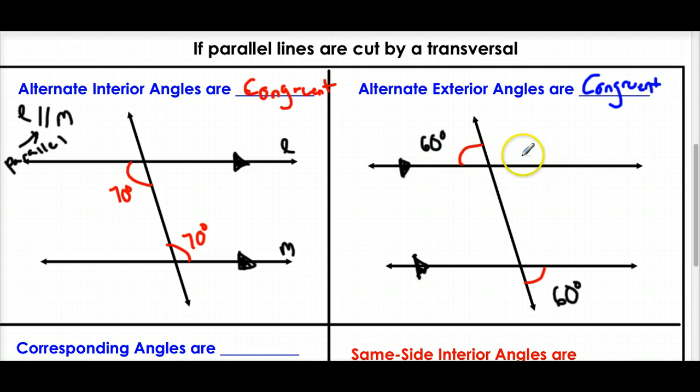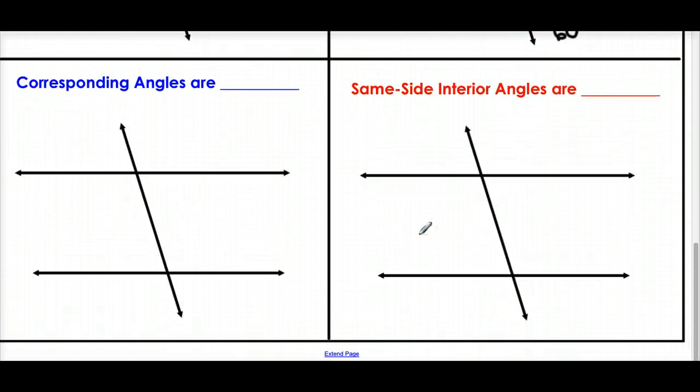Now, does that even look true? Look, this angle looks exactly the same as this angle if you take a look at them. And this angle looks exactly the same as this angle because these are alternate exterior angles and they are therefore congruent. Corresponding angles, guess what?